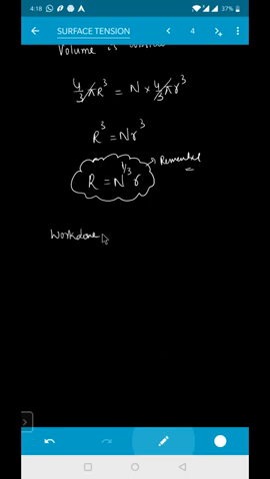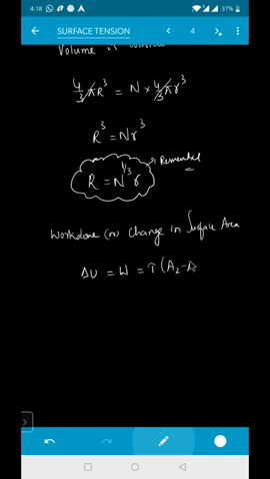What will be the work done? Or I can say change in surface area. Tell me, how much will it be? Delta U will be equal to, or we can write W is equal to T into A2 minus A1. Isn't it?